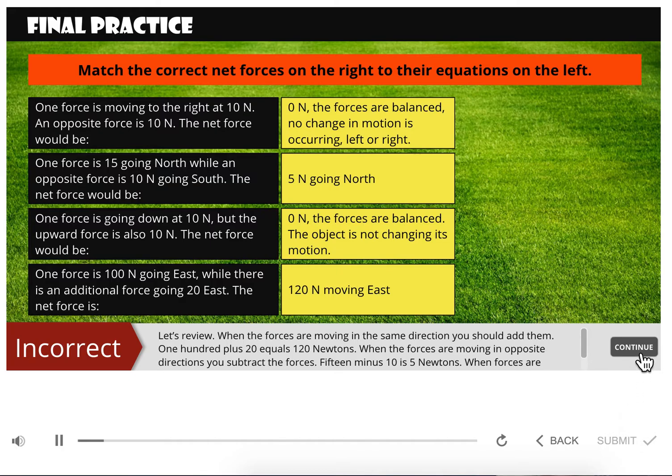Let's review. When the forces are moving in the same direction, you should add them. 100 plus 20 equals 120 newtons. When the forces are moving in opposite directions, you subtract the forces. 15 minus 10 is 5 newtons. When forces are opposite but equal, the forces are balanced, and the net force is 0.